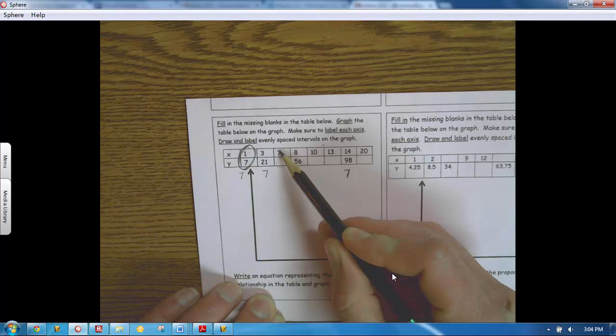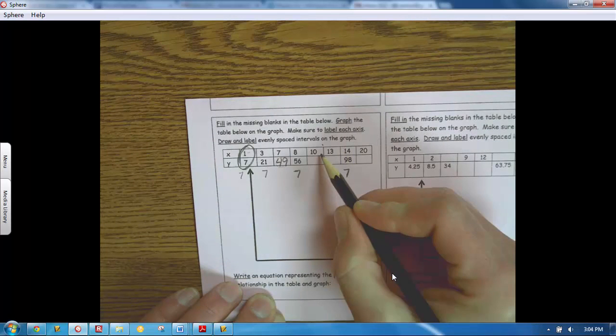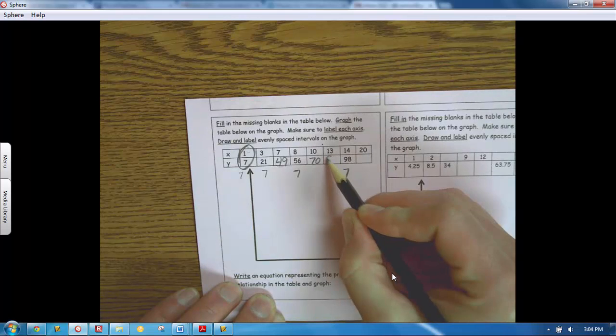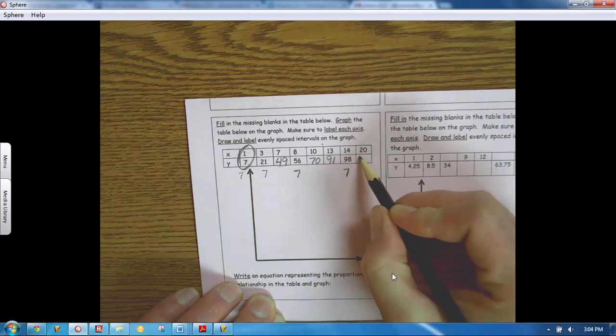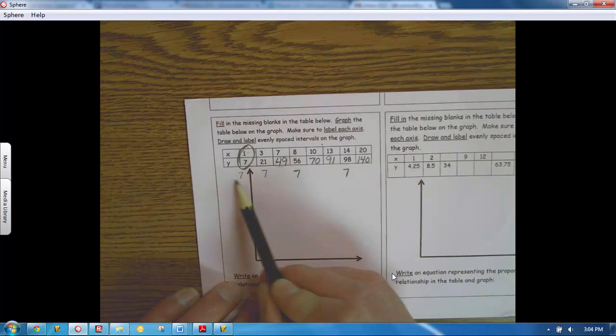So if we did 7 times 7, we would get a 49. 10 times 7 gets us 70. 13 times 7 is 91. And 20 times 7 is 140. Okay, so that's how we use and find the constant of proportionality.